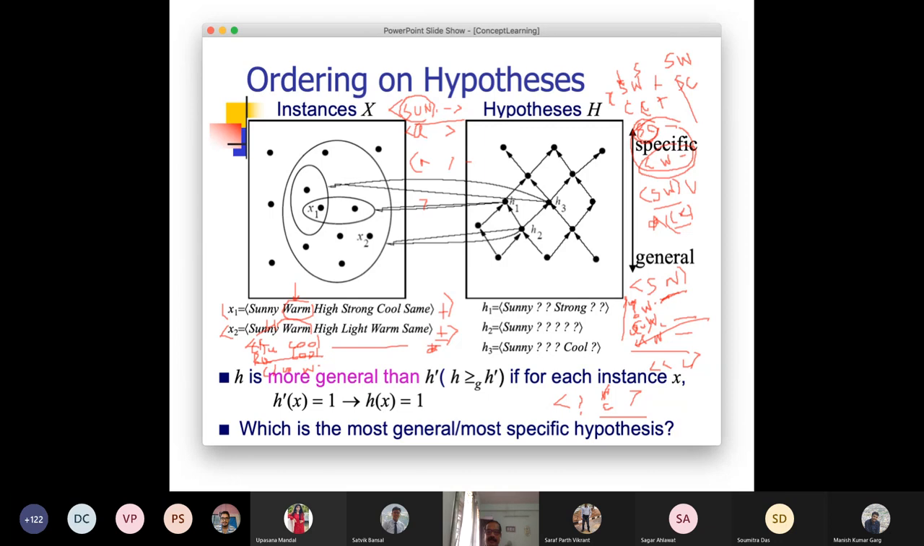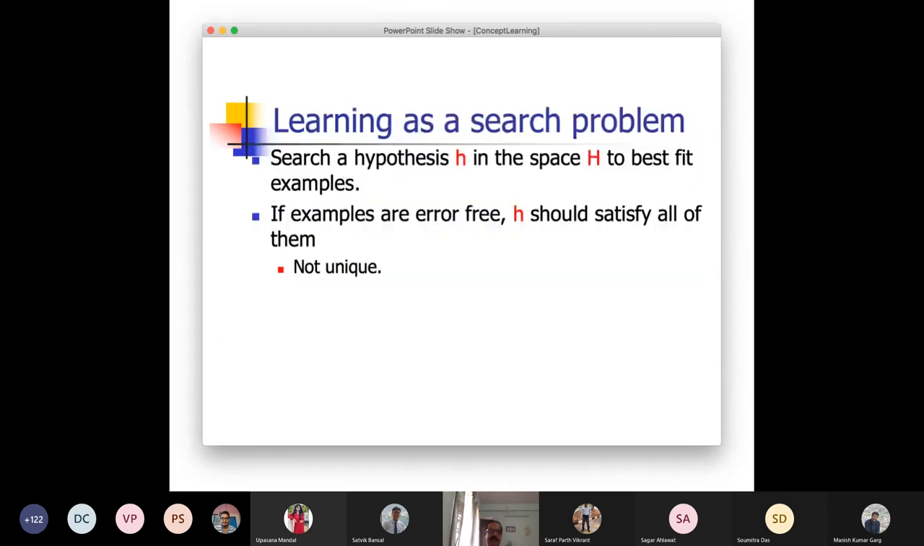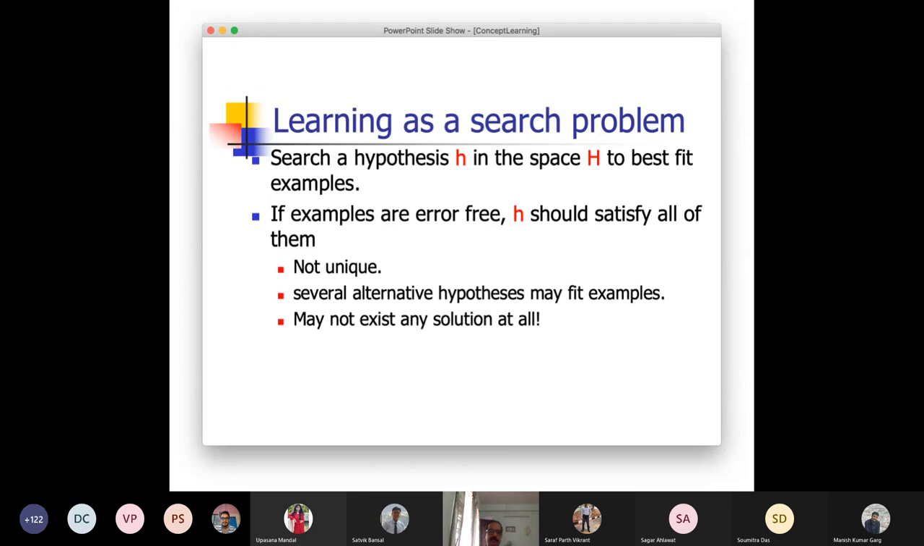Okay, is it clear? So that is the point I want to stress here, that it may not exist at all. Any solution may not exist at all. That does not mean your training example is erroneous. But it's a limitation of the representation of hypothesis. Is it clear?